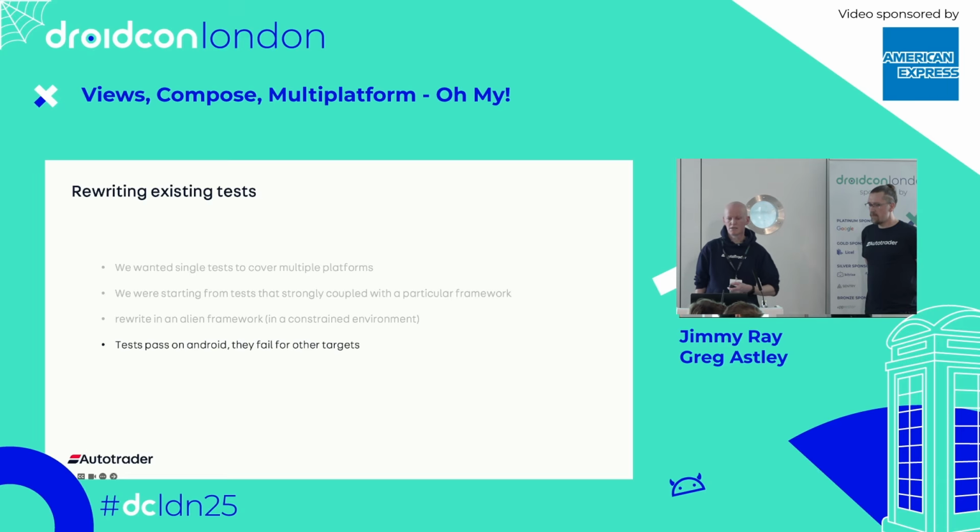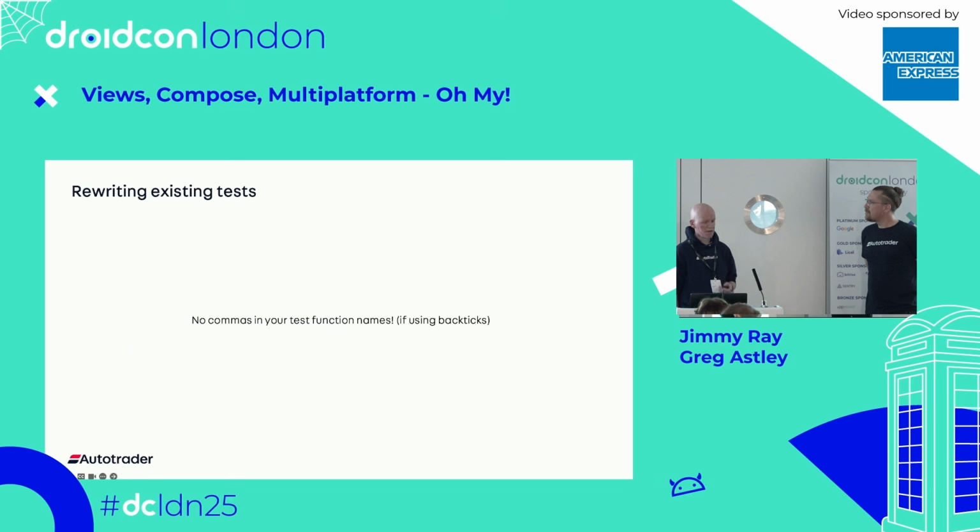Also, the original tests have been specifically written to probe behaviours on Android. And so sometimes these tests pass on Android, but then completely fail for another target. In some cases, there was an easy fix, but more often than not, there were some details about the platform that the tests just weren't capturing. And this took a lot of time to debug, especially when the tests were poorly written.